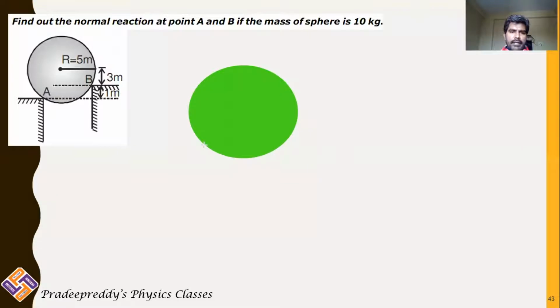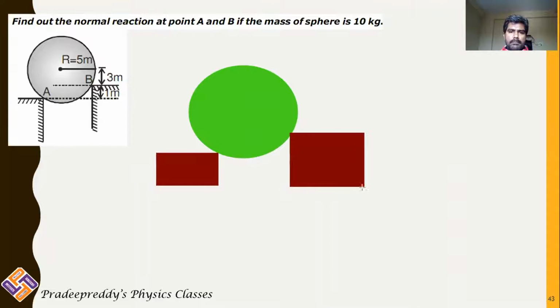You have contact A here. This is contact A, and this is contact B. And the center is here. This is the center of the sphere. Radius is given as 5 meter. Obviously this length will also be 5 meter, and this length is also 5 meter. All these are radii, and they are given as 5 meter.